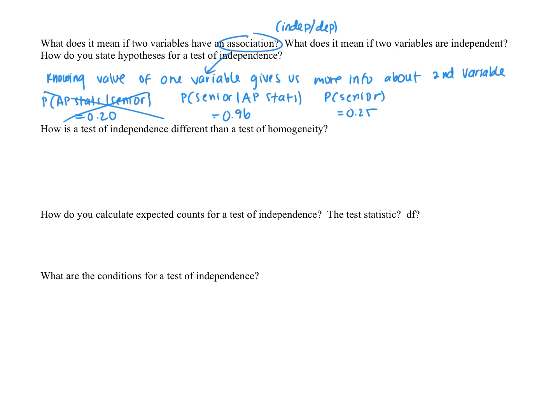Okay, when we talk about a test for independence, our null is we assume no relationship. So we are going to assume that there is no relationship between the two variables, and we are going to look for evidence to the contrary.